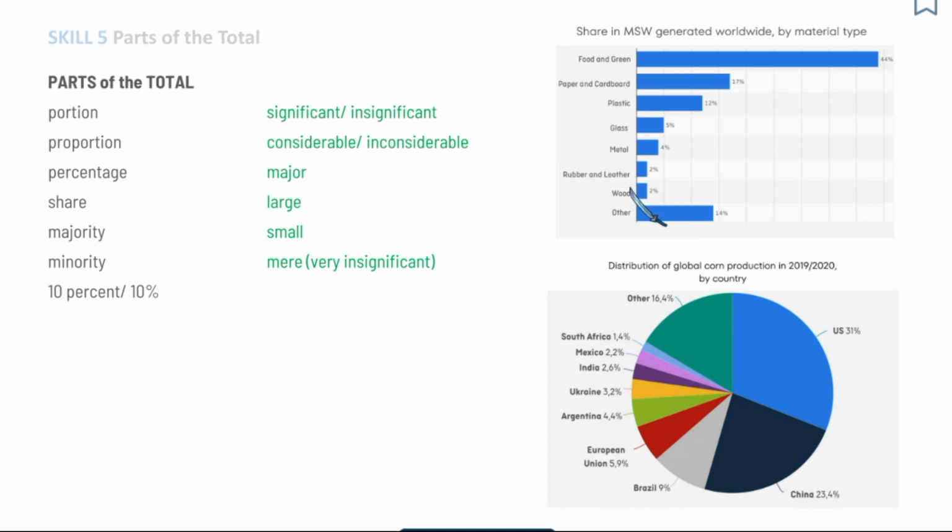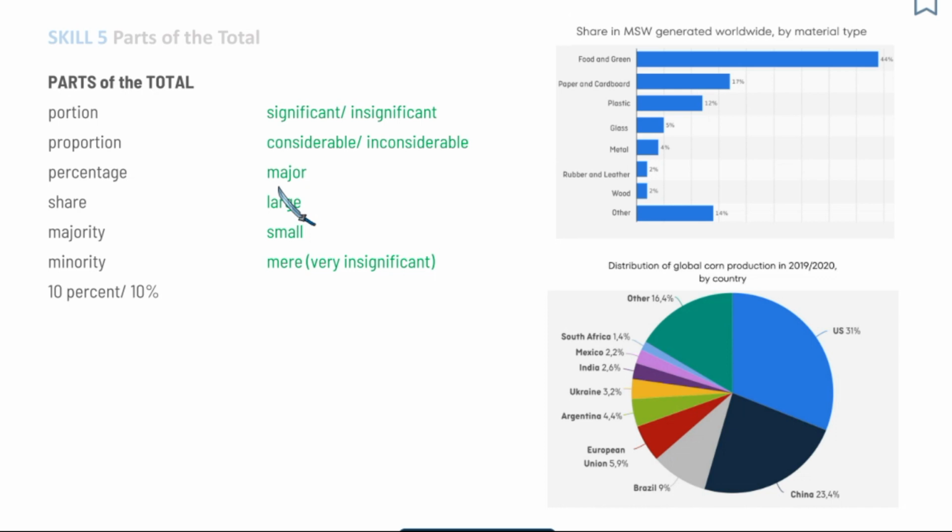What I'm saying is that we can describe what kind of a part we're dealing with, and for that we can use these words in green. Significant for large proportions, for example, here USA is a significant proportion, it's 31%. Insignificant proportion is the opposite of significant. For example, Mexico, it's only 2.2% compared to very large pieces. Here, we can say that it's insignificant. Considerable and inconsiderable is the same as significant and insignificant. Just another way to put this.